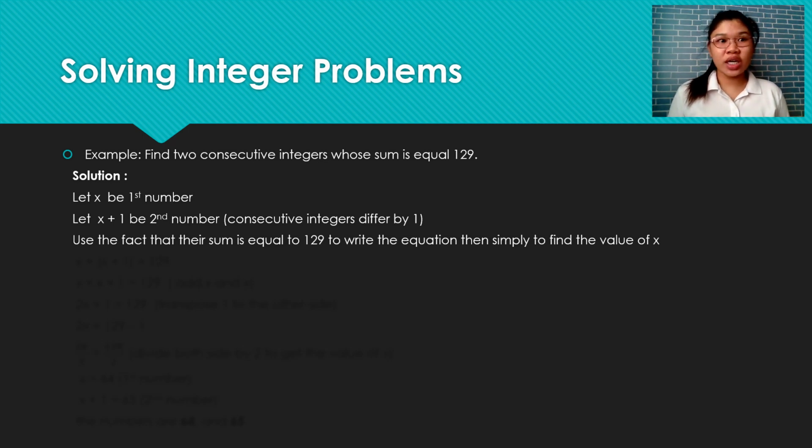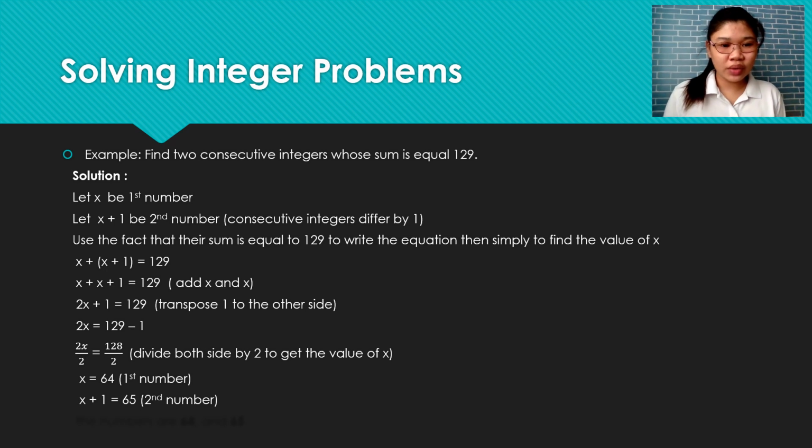So our learning about translating English to mathematical language will be really helpful in this problem. So x, our first number, plus our consecutive number, x plus 1, is equal to the sum, which is 129. So again, x plus x plus 1 is equal to 129. Solving this simultaneously, 2x plus 1 is equal to 129.